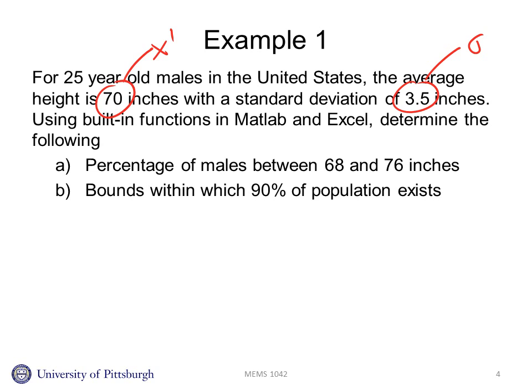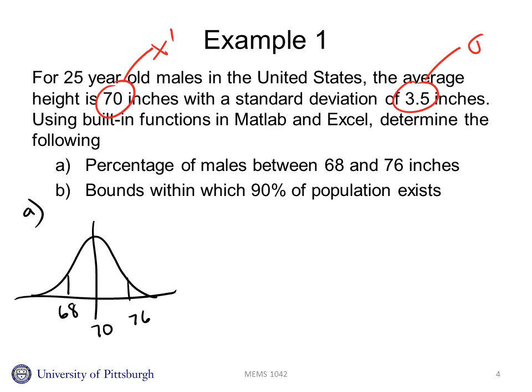So in part A, we are simply looking at the normal distribution. We have 70 as the mean, and we want to find the area between 70 and 76, and then the area between 68 and 70, and then we would simply add those two for the total percentage between the two bounds.